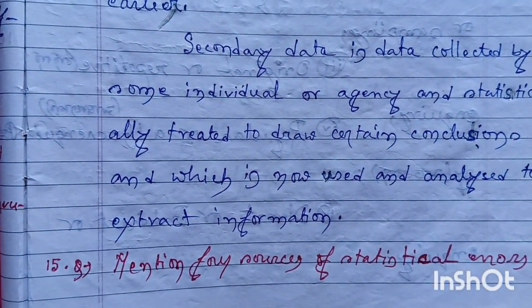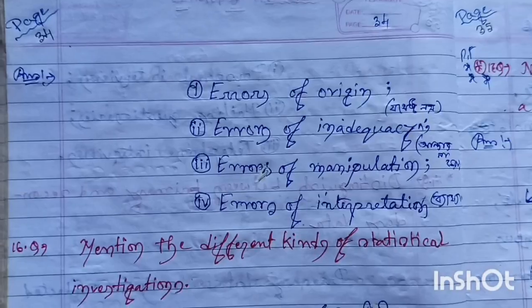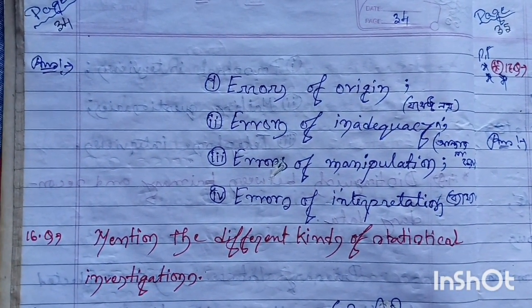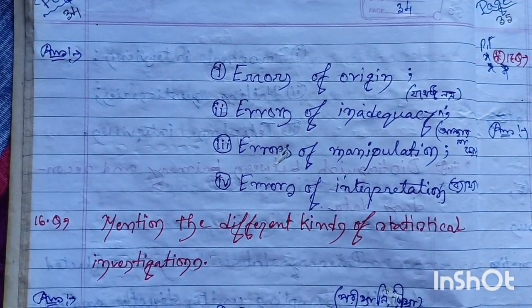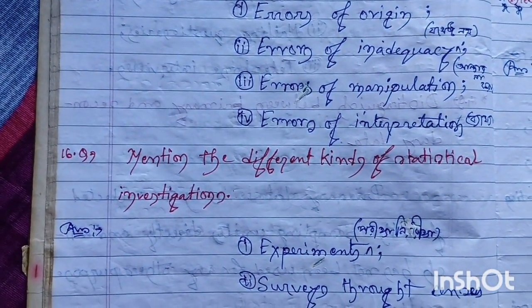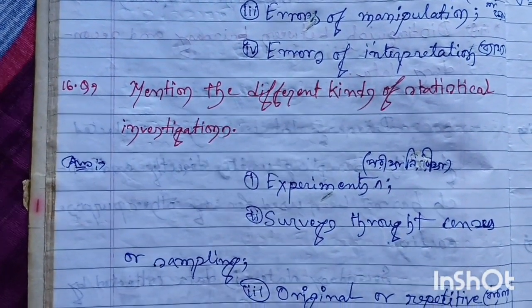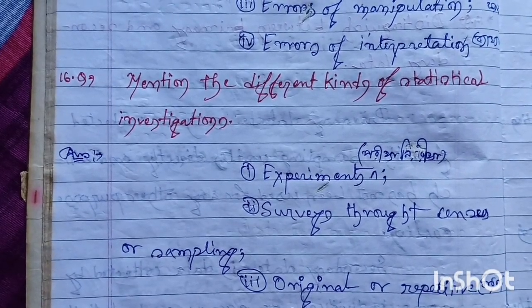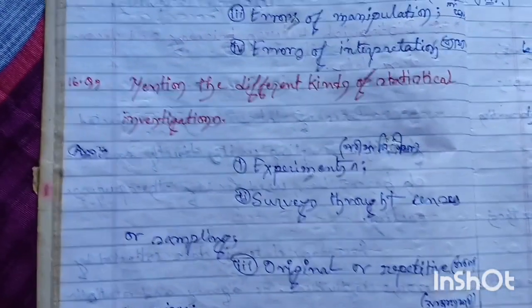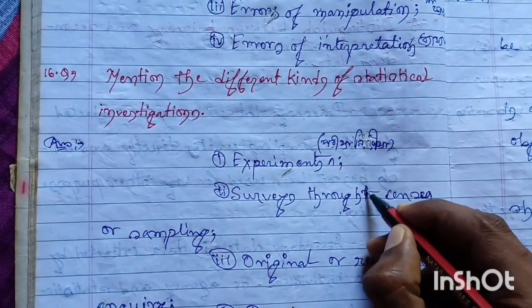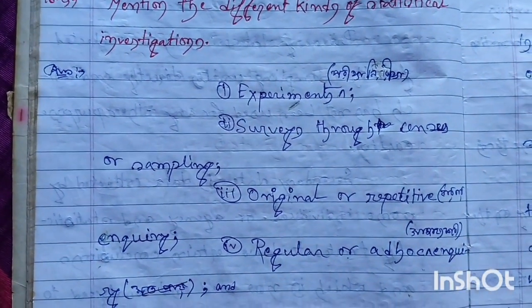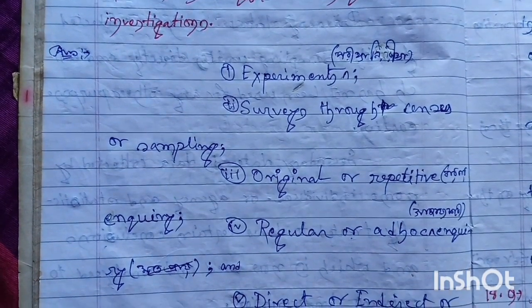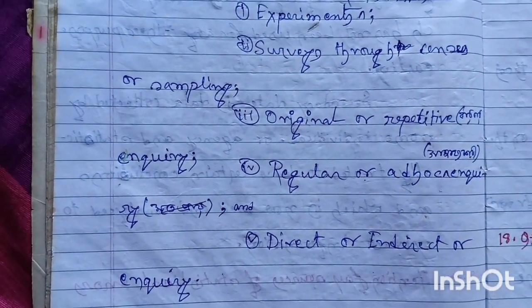Question number 15. Mention any 4 sources of statistical errors. Number 1, errors of origin. Number 2, errors of inadequacy. Number 3, errors of manipulation. Number 4, errors of interpretation. Question number 16. Name the different kinds of statistical investigations. 1, experiments. Number 2, survey through census or sampling. Number 3, original or repetitive inquiry. Number 4, regular or ad hoc inquiry. And number 5, direct or indirect inquiry.